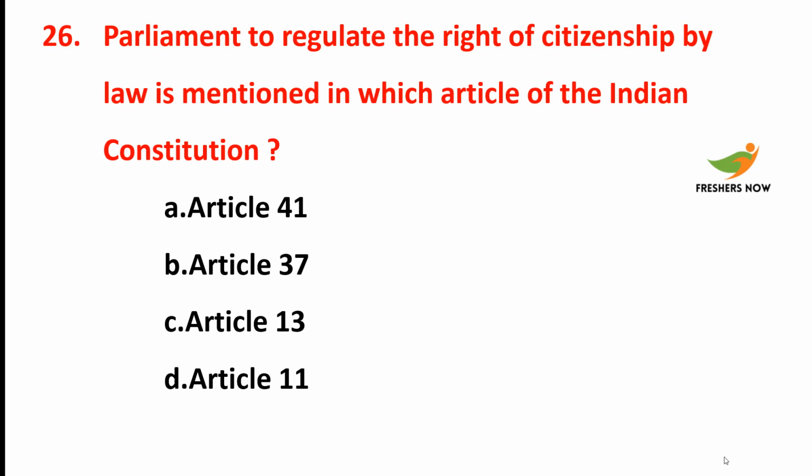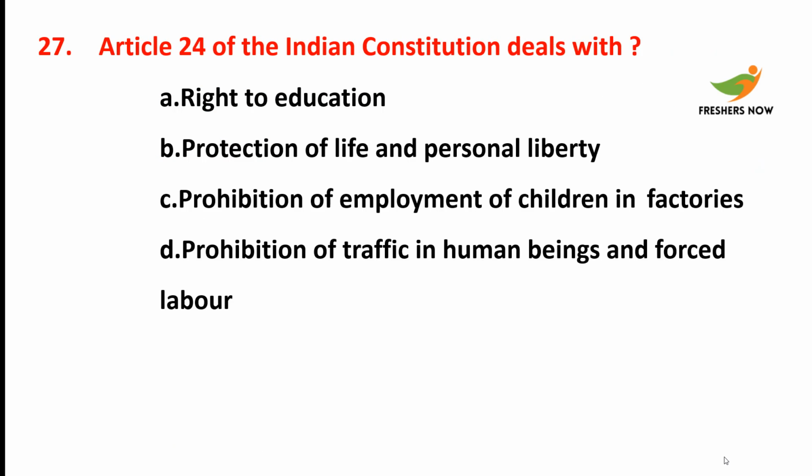26th question. Parliament to regulate the right of citizenship by law is mentioned in which article of the Indian Constitution? And the answer is D, Article 11. 27th question. Article 24 of the Indian Constitution deals with? And the answer is C, Prohibition of employment of children in factories.